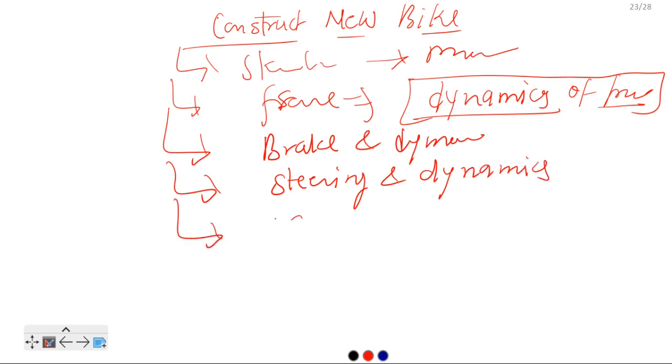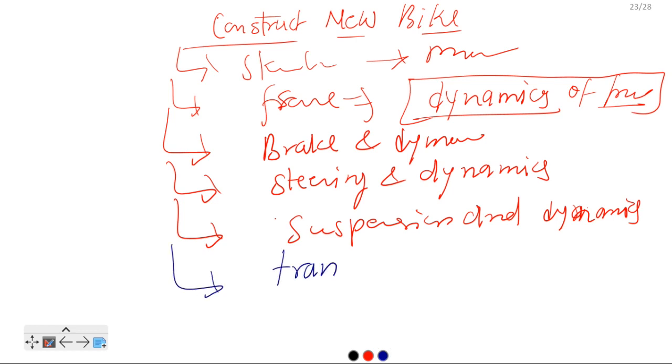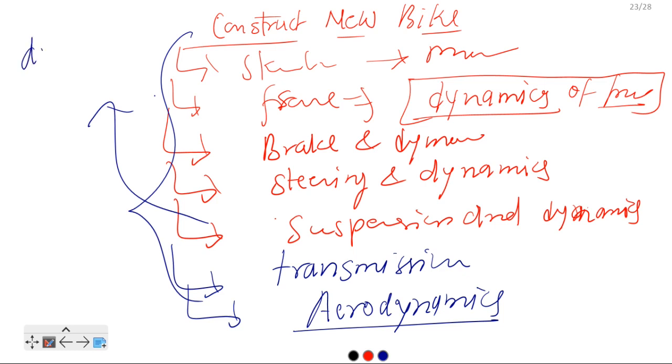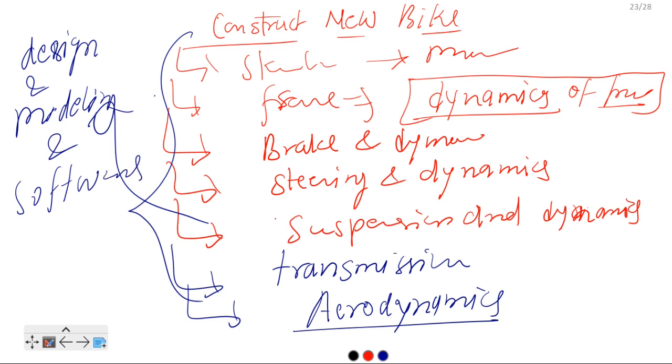Then we will go for the suspension and dynamics. Then we will go for the transmission unit. Then we will go for aerodynamics. This one is very important. Aerodynamics we will cover. Then after covering these things, we will move to design, modeling and software testing. Software testing means testing the chassis, frame and every other thing on software. We will use SolidWorks and ANSYS for that.